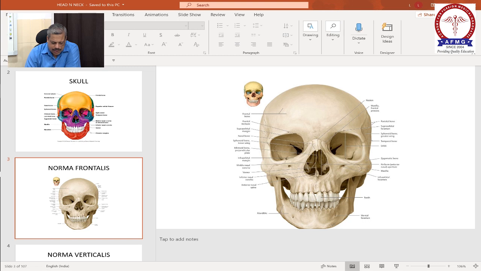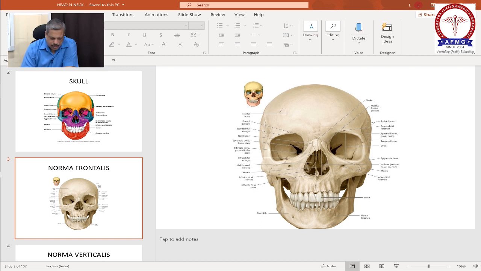Now see this is the orbit, and this is the greater wing of sphenoid. This is the lesser wing of sphenoid, and in between these two, this is known as the superior orbital fissure. Another opening which we can see here, this is known as the optic canal. This entire is the frontal bone, and this is the nasal bone. So this is the root of the nose.